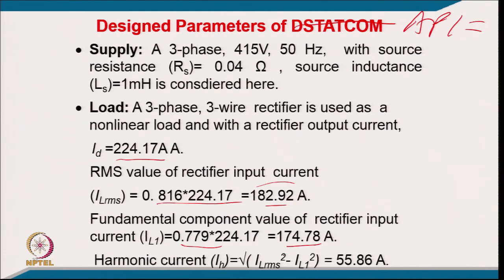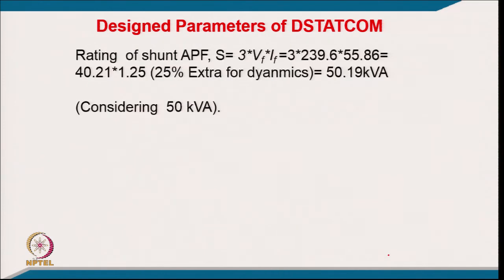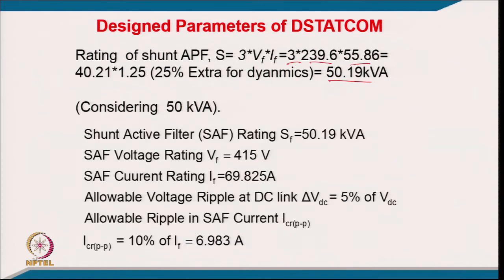The fundamental component of the rectifier input current is typically 0.779 times, which comes to 174.78 ampere, and we calculate the total harmonics current, which comes typically to 55.86 ampere. The rating of the shunt filter will now be 3 VF IF, so you have 3 times the phase voltage and the phase current. It comes typically to the order of 50.19 kVA, and you can round it off to 50 kVA.